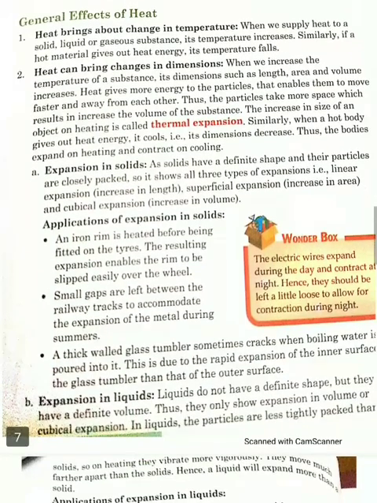Then the second one, heat can bring changes in dimensions. What is dimension? Dimension means length, breadth and height, or we can say dimension means length, area and volume. So if we heat any object, for example, if I heat ice cubes, then what will happen? They start melting, the dimensions also get changed, isn't it? In the same way I can take the example of iron also. So the heat can bring changes in the dimensions of any object.